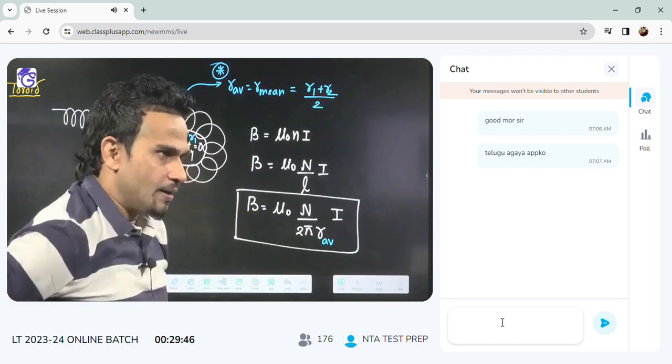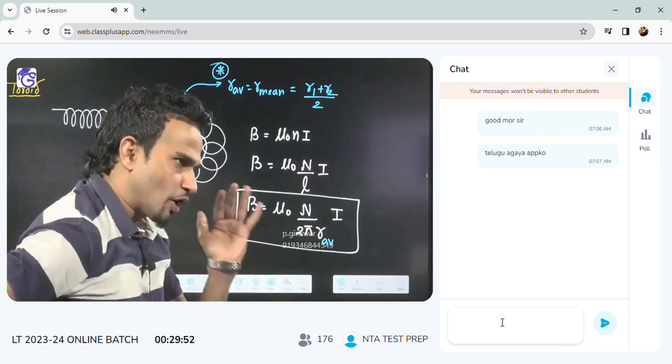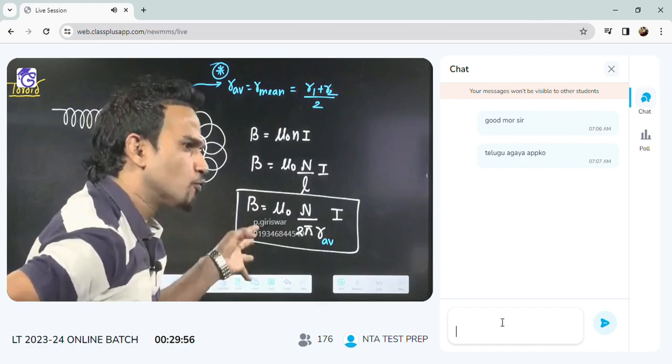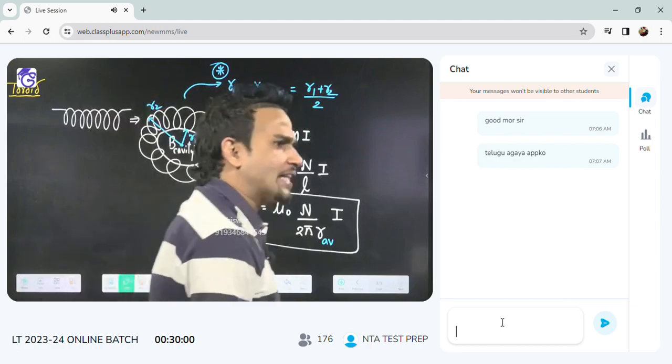No problem. So this is how we can talk about the toroid. I'm giving you 2 seconds to see this toroid, then we will move further. We'll start with our next application.